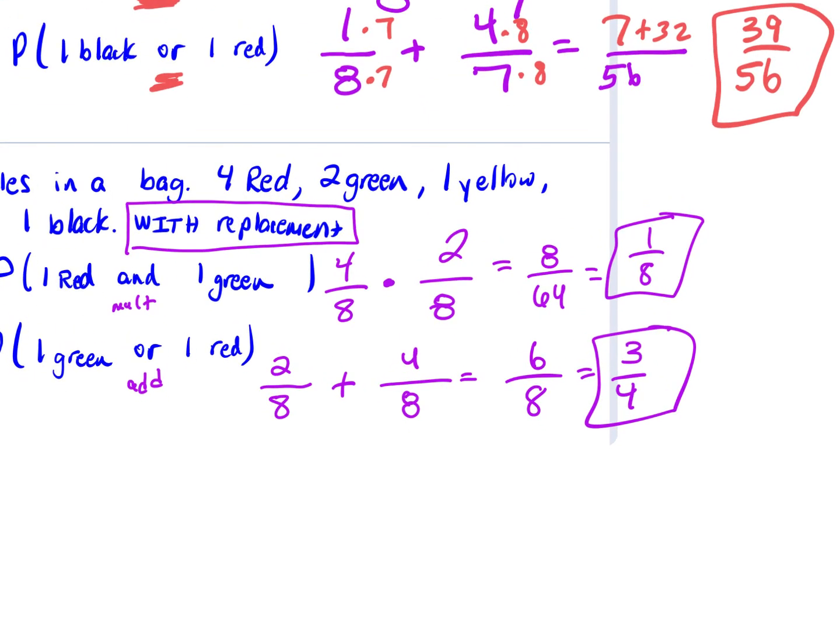So a big thing for you guys to read, with or without replacement. Denominator changes without replacement. Stays the same with. Another thing is and or or. And means to multiply, or means to add. Overlapping and mutually exclusive, right? Let's look at that for a second. I'll upload this in just a minute.